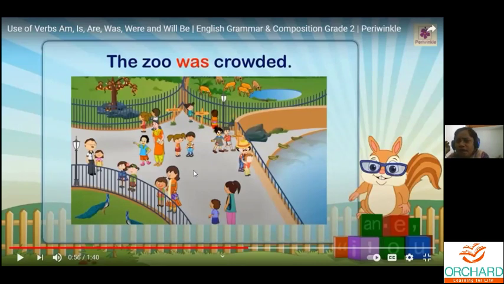You can't see the screen. Children, are you able to see the screen? Yes? Yes. So what does it say?